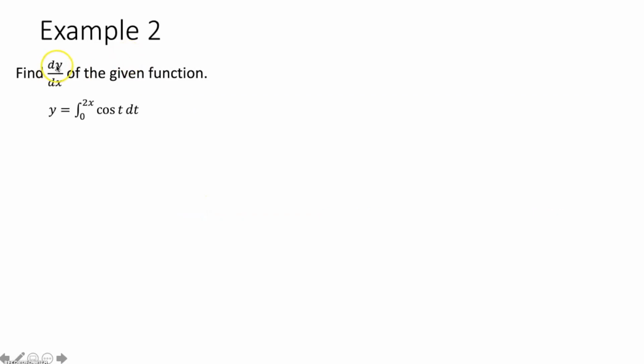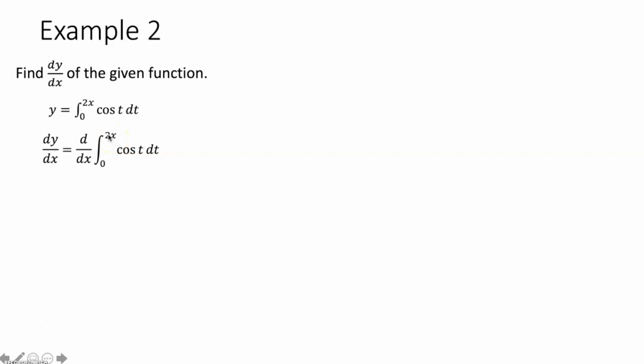Now example 2 says find dy dx of the given function. We have our given function here, which is y is equal to a definite integral, the integral from 0 to 2x of cosine t dt. So this is just asking you to do the same thing we were doing in example 1, just in a slightly different way. All we're doing is taking the derivative of a definite integral. The only difference here is that instead of having the lower limit of integration be a constant and the upper limit of integration just be x, in this case, our upper limit of integration is 2x.